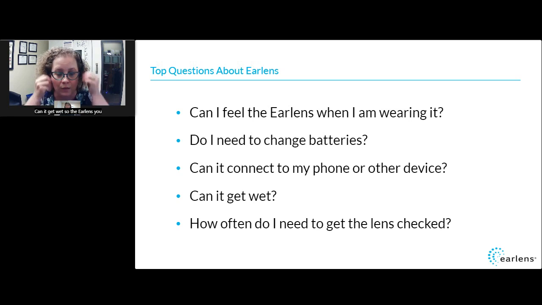Can it get wet? With the Earlens device, you can shower. That's not a problem. We don't want you to have any direct stream of water in your ears. But if you are an avid swimmer, we do recommend that you purchase swim plugs from our office that will help you protect your Earlens when you're swimming. And how often do I need to get the lens checked? You will be getting the lens checked by both myself and the ENT about 4 to 5 times per year, at least once a quarter.